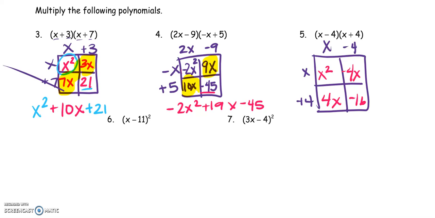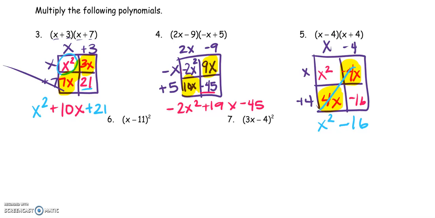To write our final answer, you start with your highest exponent. We add together our like terms, but a negative 4x plus a positive 4x actually cancels out. Those are gone. And then you get minus 16. So your final answer is x squared minus 16 because your middle term cancels out.